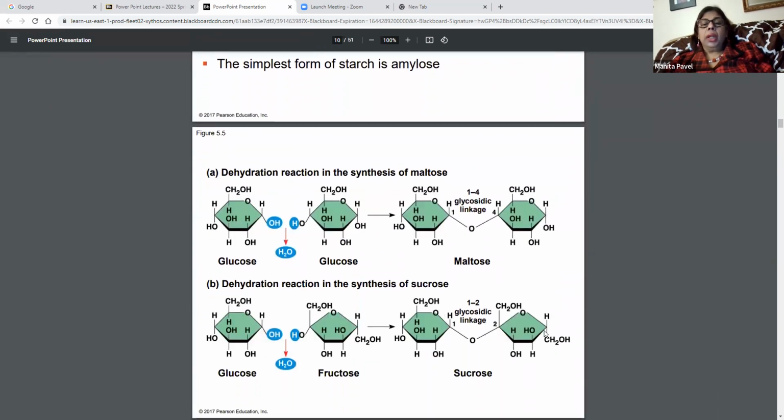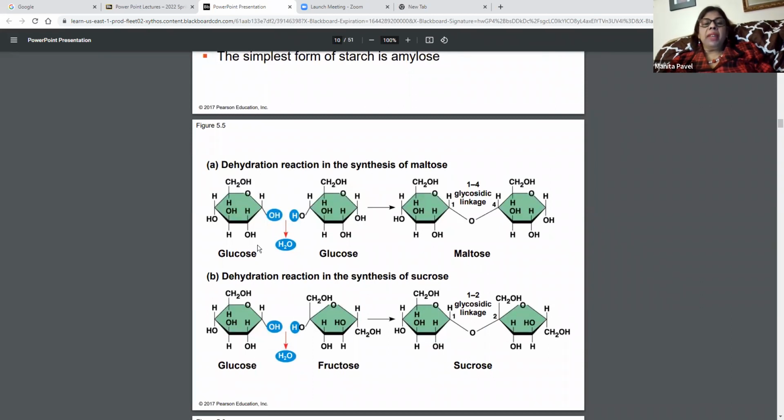Examples of the disaccharide, which I've come to on the next slide here, you will see is maltose. How is maltose formed? When you take two monosaccharides, glucose plus glucose forms maltose. Now, the next disaccharide is sucrose. Very important. Sucrose is table sugar. You are not consuming glucose. We are eating table sugar, which is sucrose.